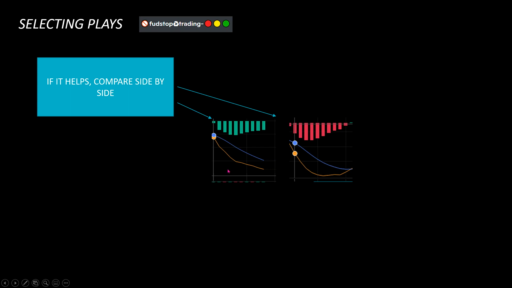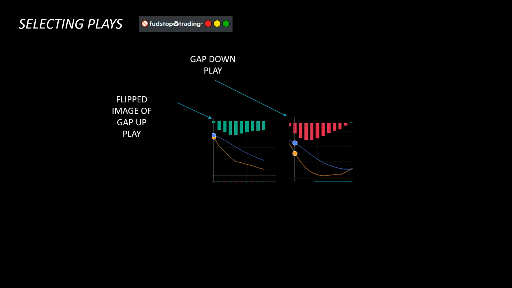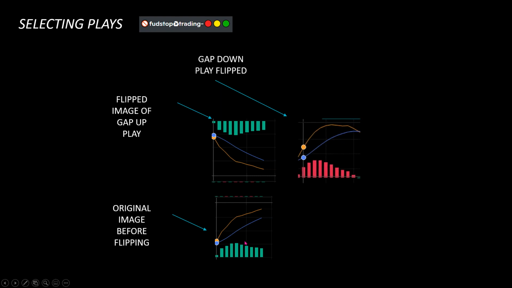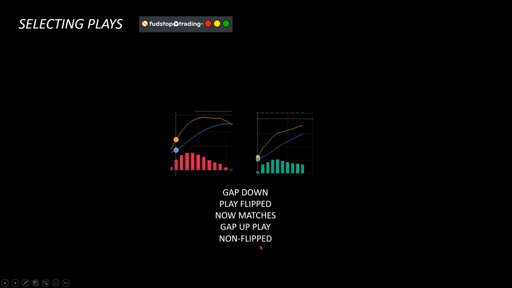So now what do we see? Gap down play and a gap up play. It looks the same. So now we have the original image before flipping, and we have the gap down play flipped. Those now look the same. And then finally, a gap down now matches a gap up play non-flipped. I hope this makes sense. Basically, all you got to do is take a call pattern, flip it upside down and horizontally, and it should look exactly like a call signal. And then you do the exact same thing for puts. If your call signal's there, if you want to take a screenshot of the call signal, flip that upside down and inside out, it should look just like your MACD that you're considering buying puts for.